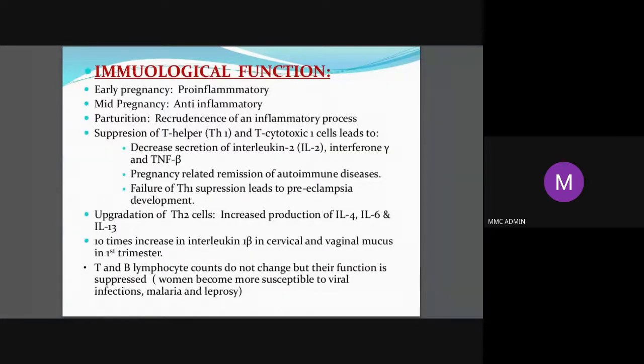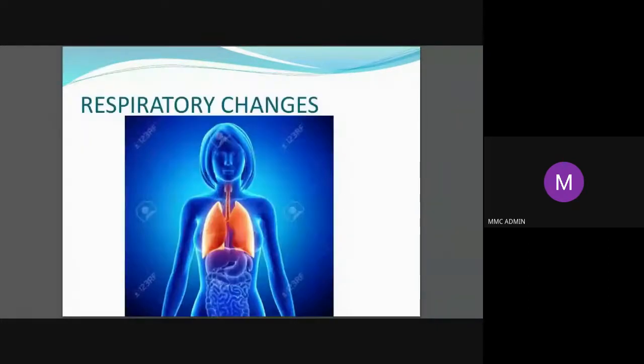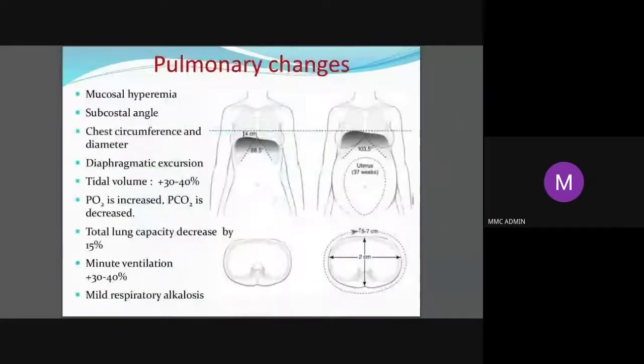Okay, so next comes the immunological function. This is given in too much detail, but here what I want to tell you is that there is suppression of the immune system during pregnancy. I think that is the bottom line. So basically the immune system is suppressed during pregnancy.